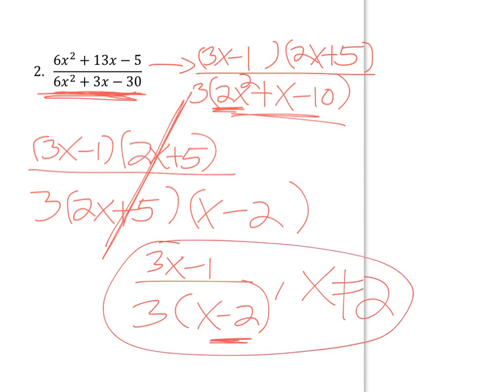Alright, so the key for the warm-up is you want to factor it out. Then look for your common factors in the top and bottom so you can cancel them out.